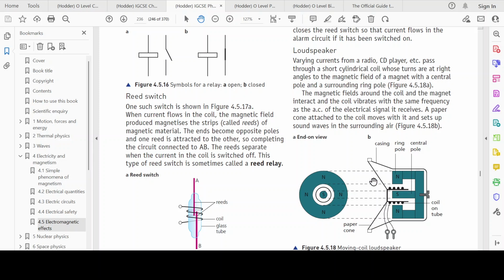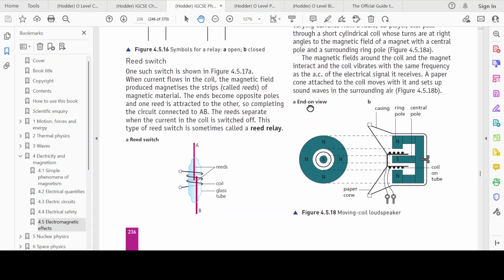So over here you can see, right, north pole on the outside, south pole on the inside, and the explanation they're giving is that the cone attached to the coil moves with it and sets up a sound wave in the surrounding air. So yeah, that happens with the loudspeaker. Again, this is just stuff you need to know, that this happens.